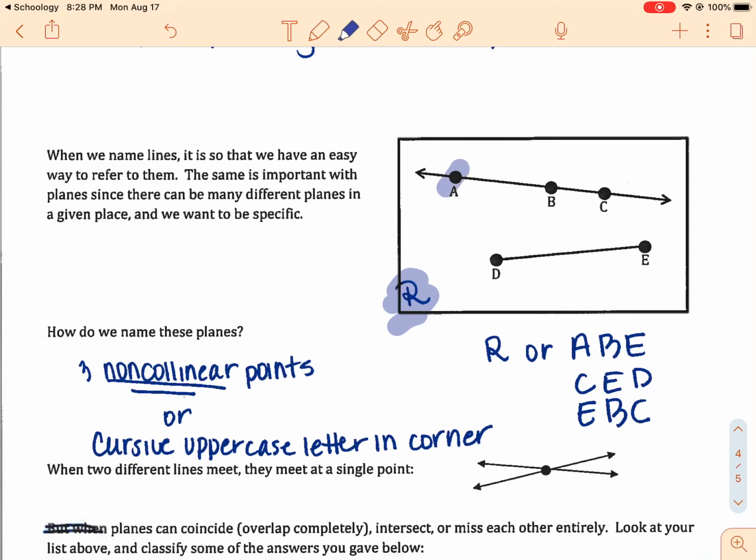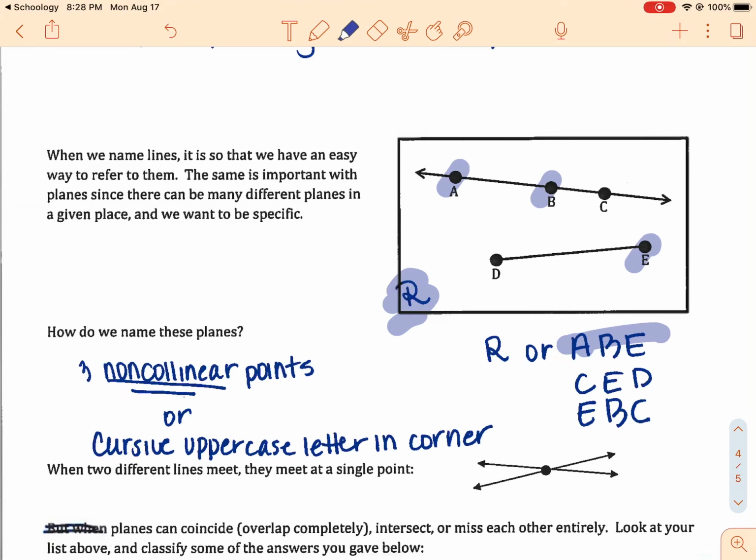So an example would be A, B, and E. They're not on the same line, so we could label it like that. All capital letters, and there's no symbol above it. It's just 3 letters, and that's a plane.